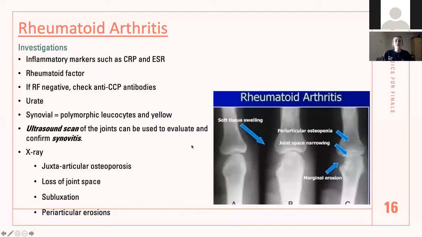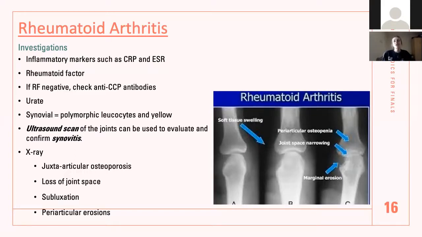So what investigations would you do? So you do inflammatory markers such as CRP and ESR. You check the patient's rheumatoid factor first, and if it was negative, you then go on to check their anti-CCP antibodies. You check their urate, because a differential diagnosis could be gout or pseudogout.